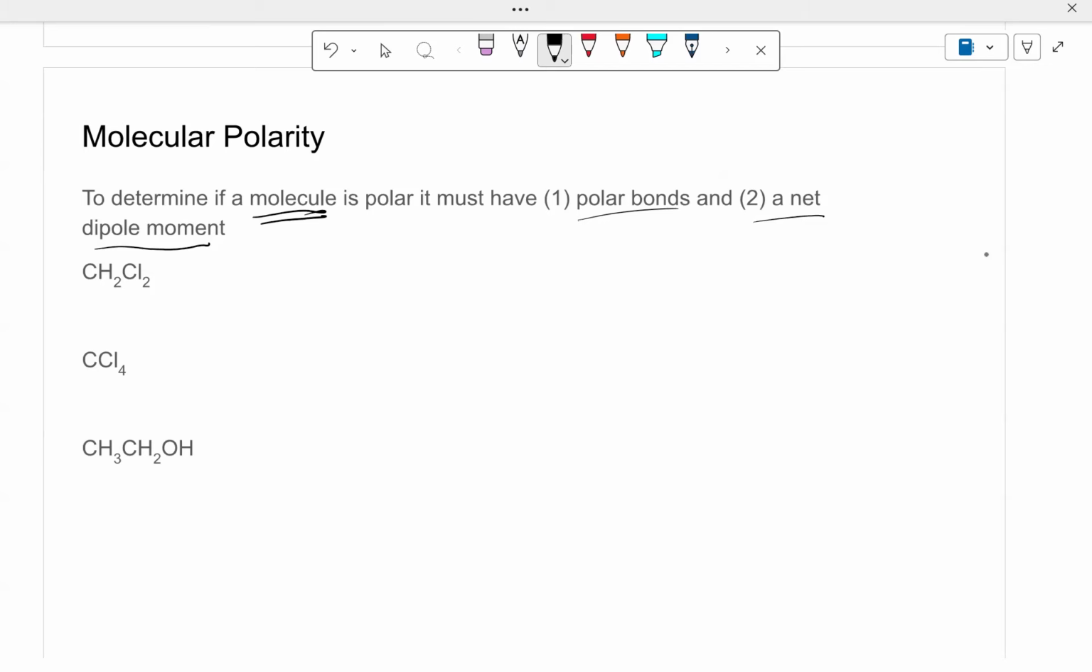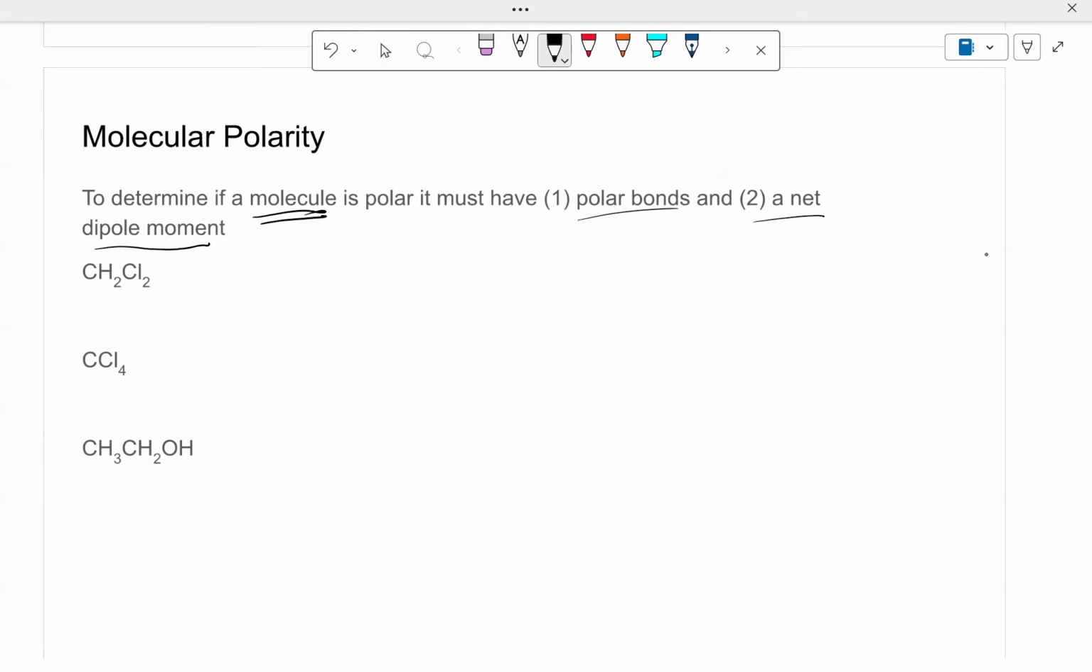You don't have one going directly to the right and then one directly to the left, and they have the same atoms. Those cancel each other out, and there's no net direction in polarity. So let's apply those 2 concepts, those 2 rules, to determine if these compounds are polar or not, or if they have what we call a net dipole moment.